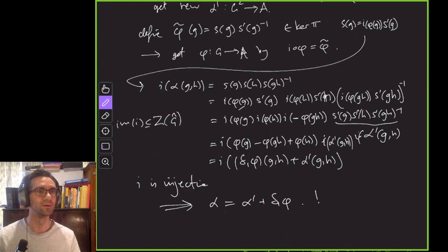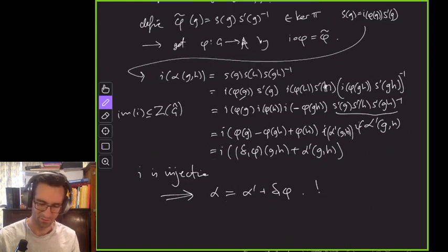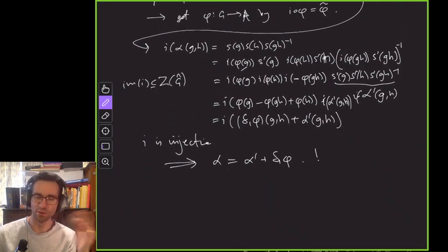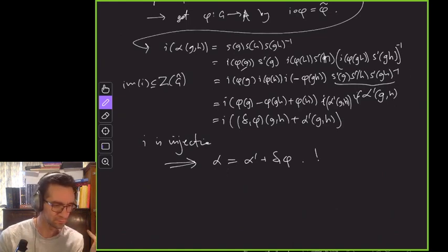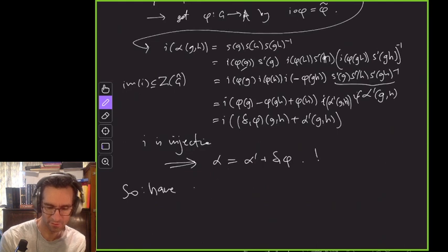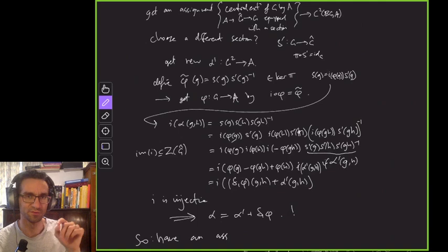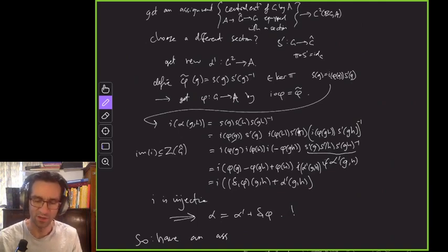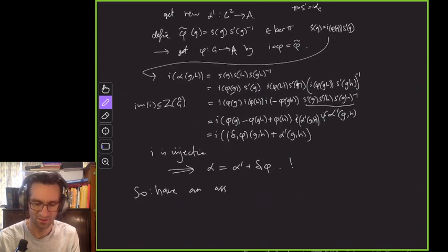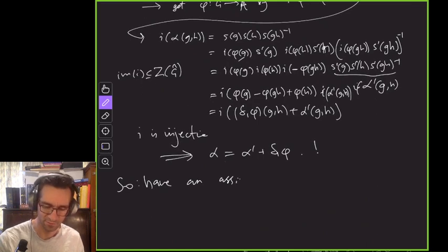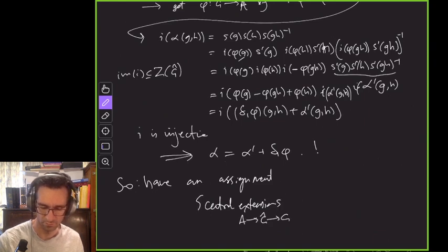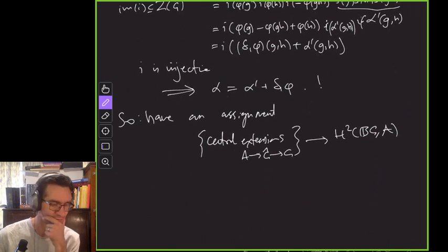Okay. That's pretty wild. So what this means is that if I change my section, all I do is change my representative for my cohomology class. We have an assignment, right? This assignment at the top, it's a central extension equipped with a section, and I get something in the cochain complex. If I'm willing to pass to cohomology, then I'm not changing my cohomology class. Okay, that's kind of cool.